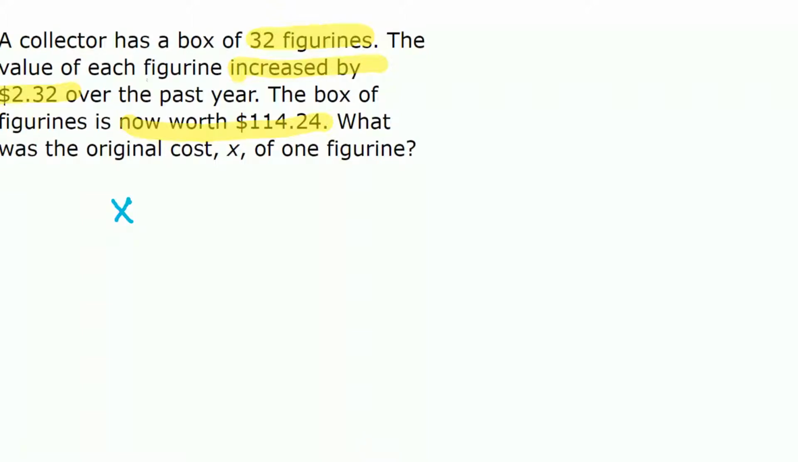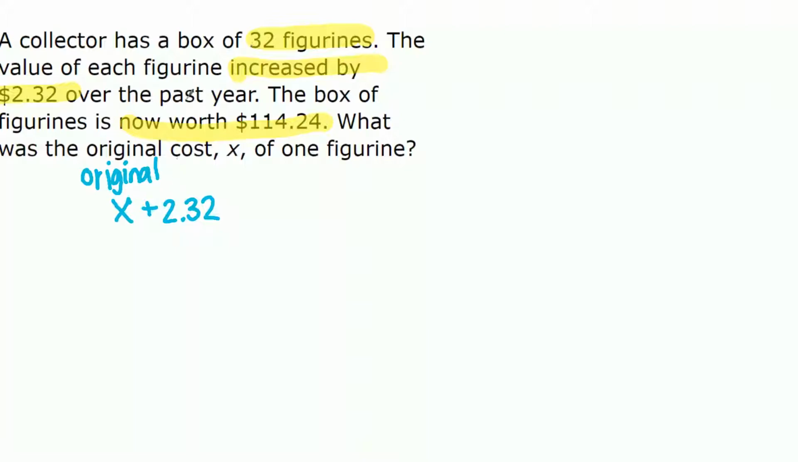And it says the value of each figurine increased by 232. So if this was the original cost, I want to take that original cost and add the 232 to it to show that the value has been increased by that much. But now we also have this first sentence saying that there's 32 figurines.